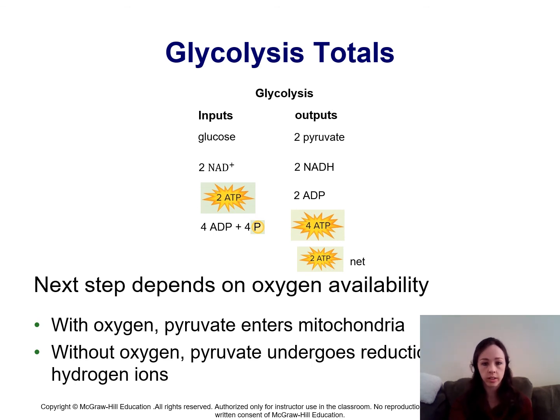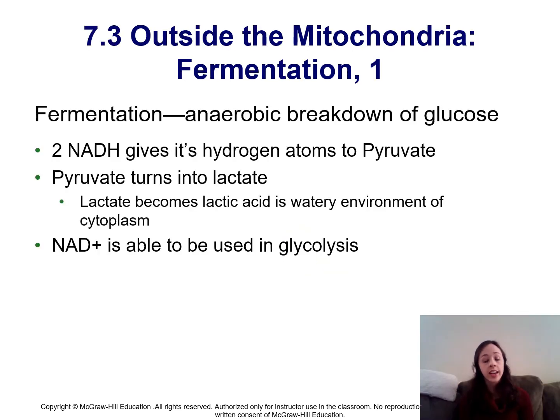If there is oxygen present, then the pyruvate molecules will enter into the mitochondria to undergo those other 3 steps of cellular respiration. If there is no oxygen, then those pyruvate molecules will stay within the cytoplasm of the cell and undergo fermentation. So fermentation is when the pyruvate molecules from glycolysis receive hydrogen ions from NADH. This then turns pyruvate into lactate, which within the watery matrix of the cytoplasm turns into lactic acid.